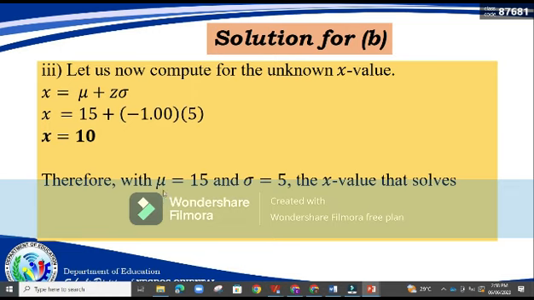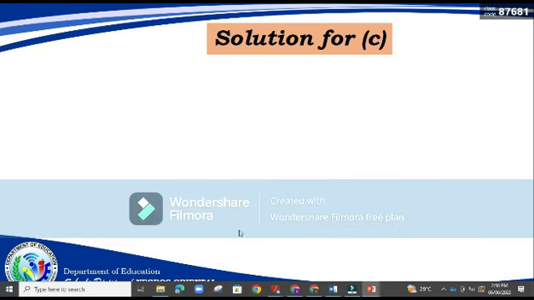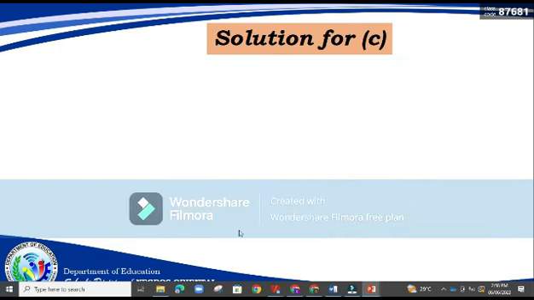Therefore, with mean is equal to 15 and standard deviation 5, the x value that solves probability when x is greater than x but less than 21 is equal to 0.8185 is 10, or the probability when x is greater than 10 but less than 21 is 0.8185. Okay, so I hope that we're able to follow. It's quite tricky, but when you analyze it well, it's all right. Okay, solution for C.